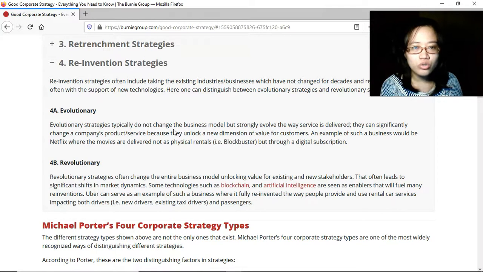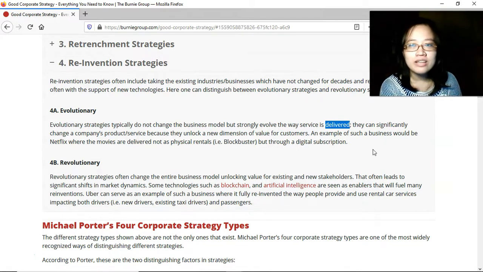Etong evolutionary, do not change the business model but strongly evolve the way service is delivered. So, it has something to do with the delivery. For example, dati physical store lang, ngayon meron na silang online. Dati sa mga stores ka lang pwedeng nakakabili, ngayon meron ng mga online platforms, right? Banking. Okay, dati ganun din. Punta ka dapat sa kanilang branches, pero ngayon you can do fund transfers, and then payment, diba? Online payments through your mobile phone or through their website.